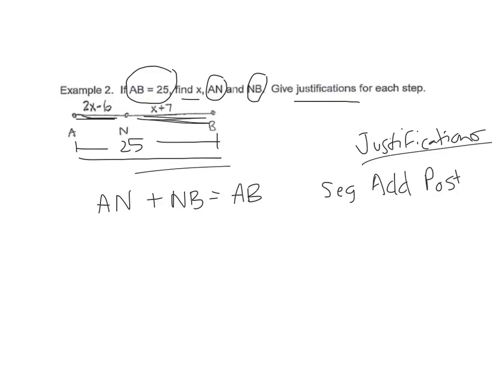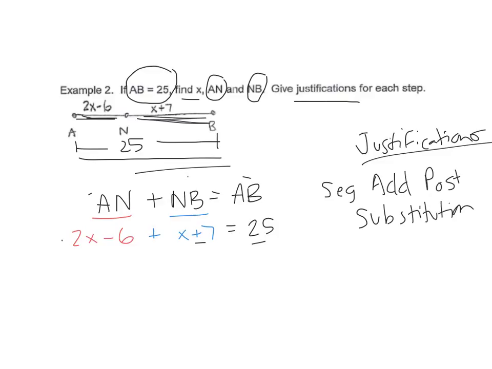Instead of writing AN, I can write 2x minus 6. Instead of writing NB, I can write x plus 7. And I know that AB is equal to 25. What I just did is I substituted: AN was 2x minus 6, NB was x plus 7, AB was 25. So this is called substitution.